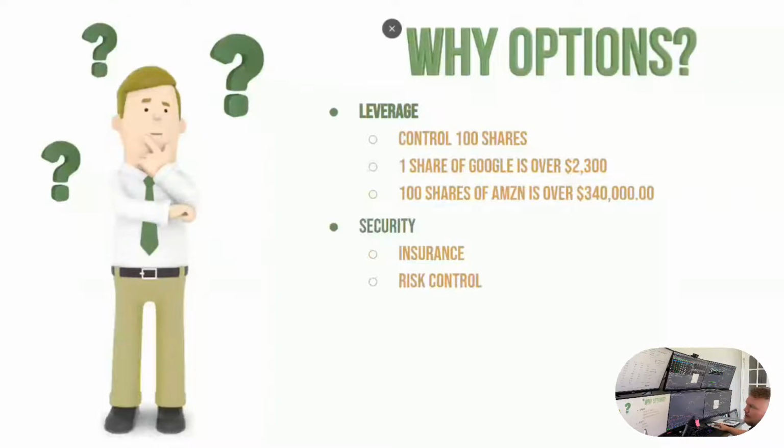Okay, same thing here. You got leverage. You're controlling 100 shares. One share of Google is $2,300 when I made this. 100 shares of Amazon is going to cost you $340,000. Whereas if you bought that one contract and controlled 100 shares of Amazon, it might only cost you about $1,000. You got security, you got insurance because you're not using as much of your capital, and you can control risk because you're following a trade plan.